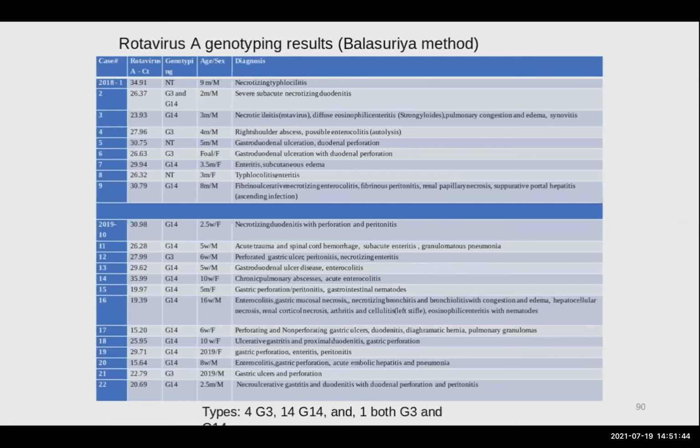But again, rotavirus A may not be the killing factor in these cases. The foals may have died from something else, most likely perforation in those cases. But it will be interesting to establish whether there is a relationship between this virus and gastrointestinal ulceration or perforation.